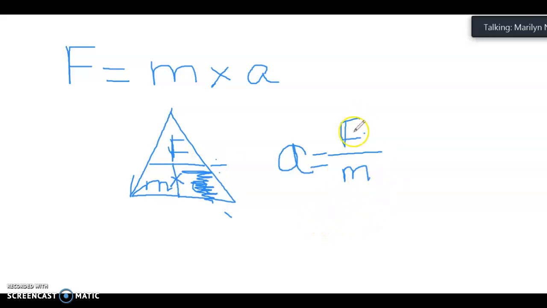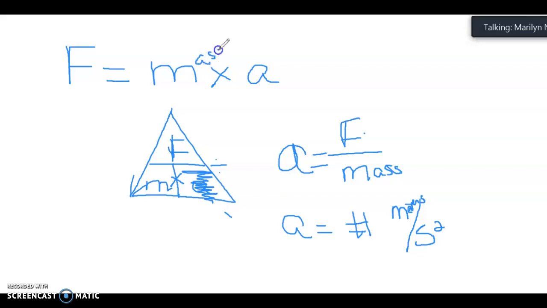When you solve the division and you have the number, next to the number you need to write the unit of acceleration, that is meters per second square. Okay, this M represents meters. This M is mass. Okay, that is part of the equation of force.